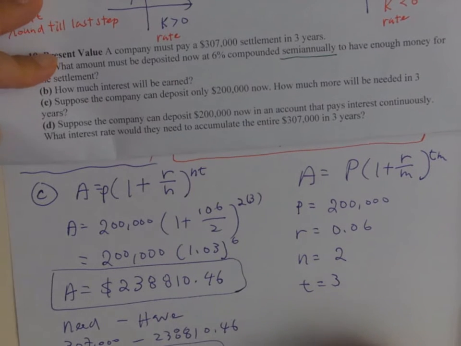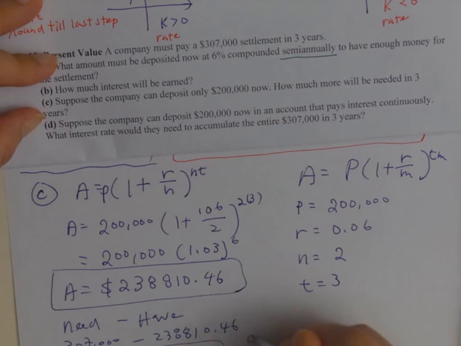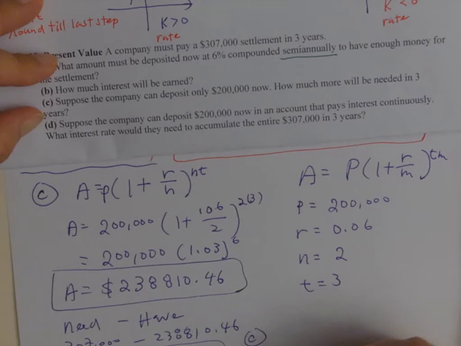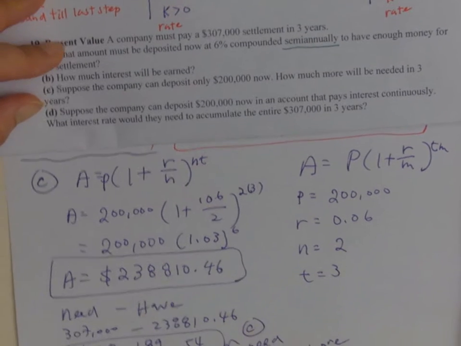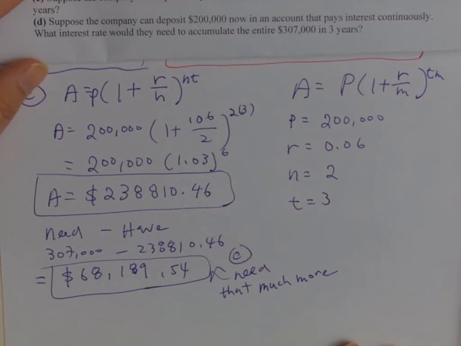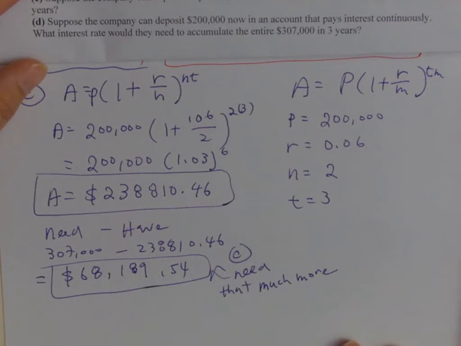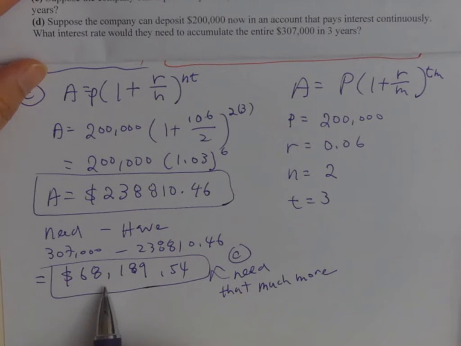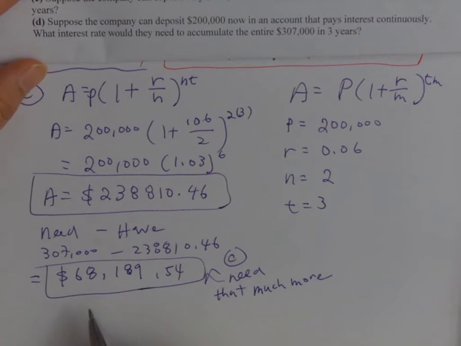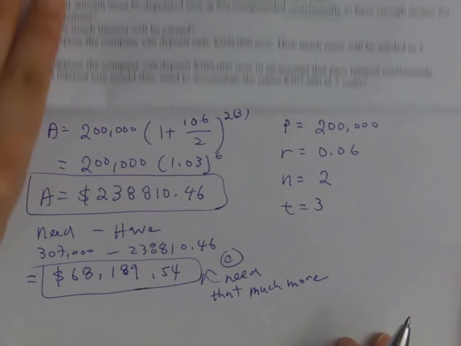So the question says, this is for the C part, we need that much more after 3 years. So instead of putting in enough deposits, if you only put in $200,000, in order to have enough money to settle, after 3 years you still need another $68,189.54. Okay, all right, so that's C.